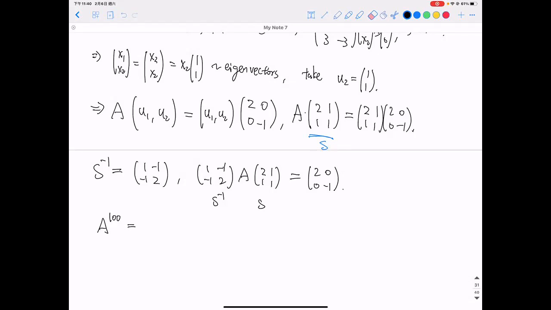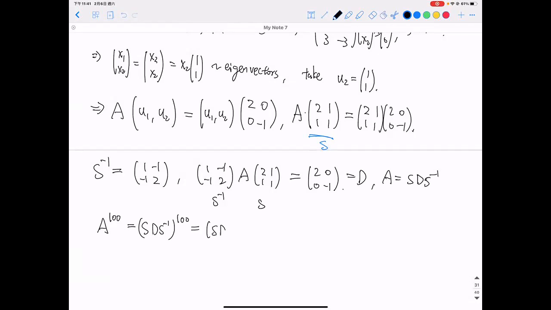So let's call this guy D for the moment, just so that we can simplify the discussion. So in this notation, A is equal to S D S inverse, right? So the 100th power of A is S D S inverse raised to the 100th power.